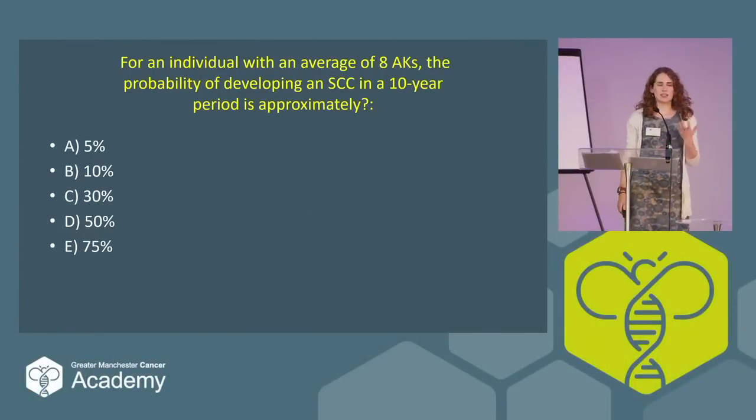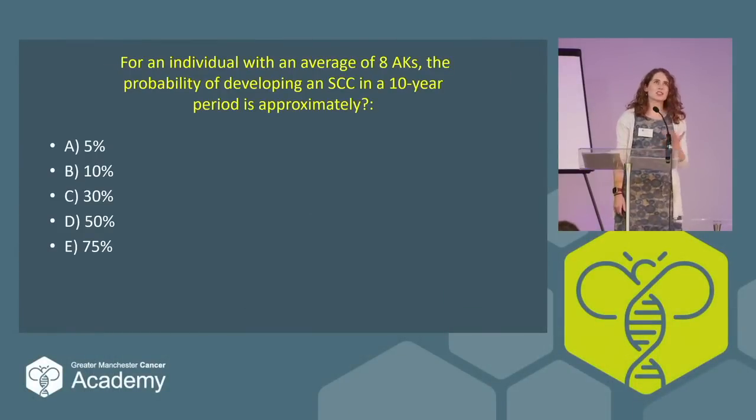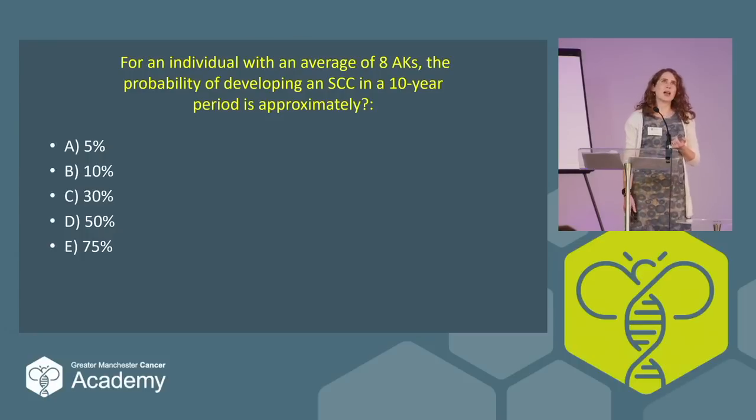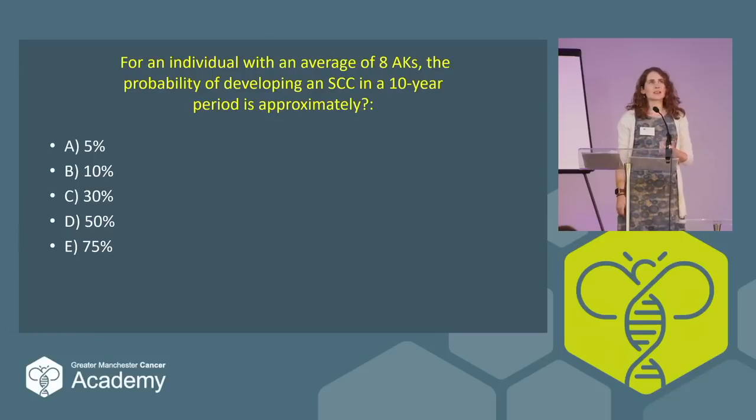The first one is actually not a case, but everything else is. This is just to remember what we've just heard from John. For an individual with an average of 8 AKs, what's the probability of them developing an SCC in a 10-year period approximately? So everyone have a think. I'll give you a minute or two, and then I'll ask you to raise your hands for each option, if you don't mind.